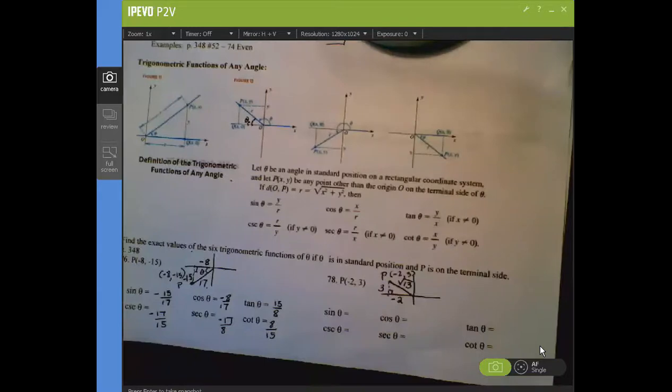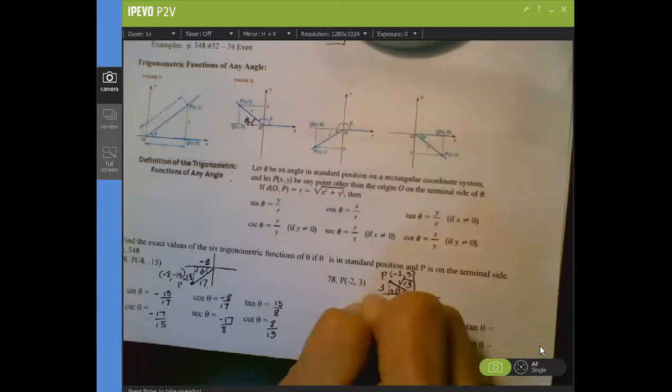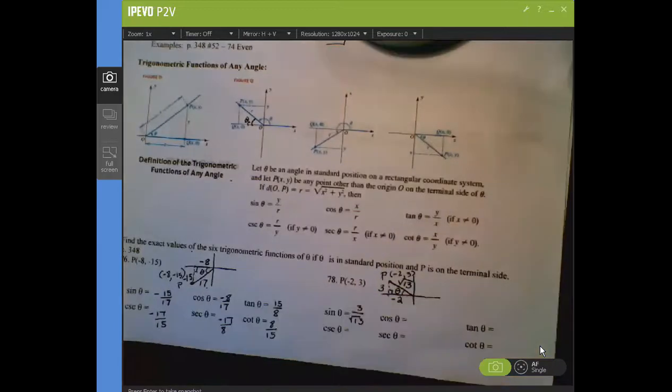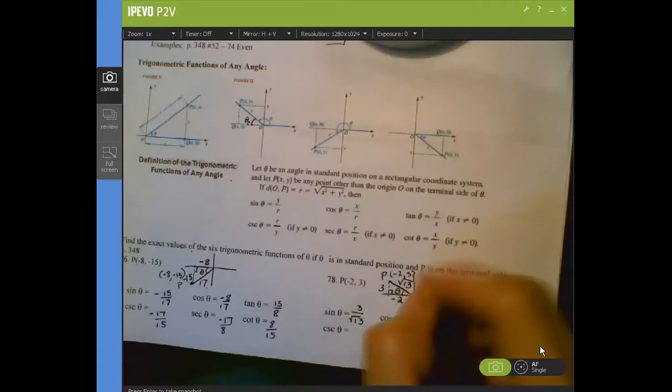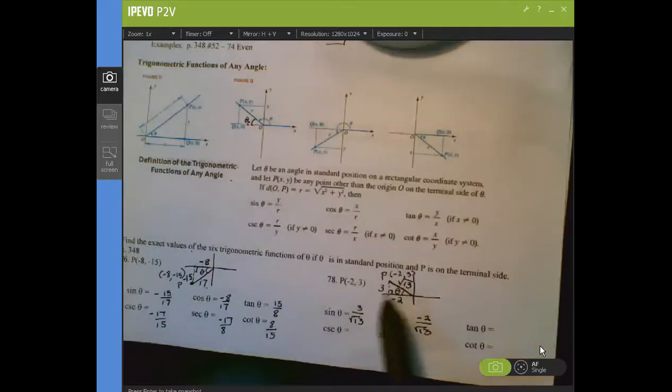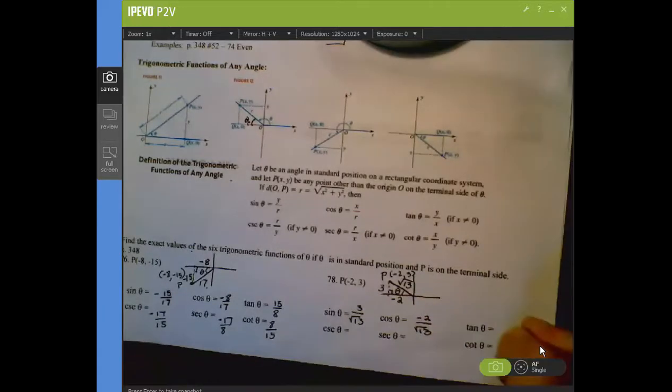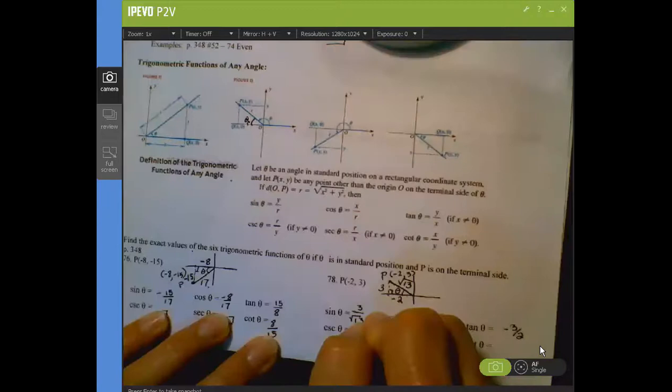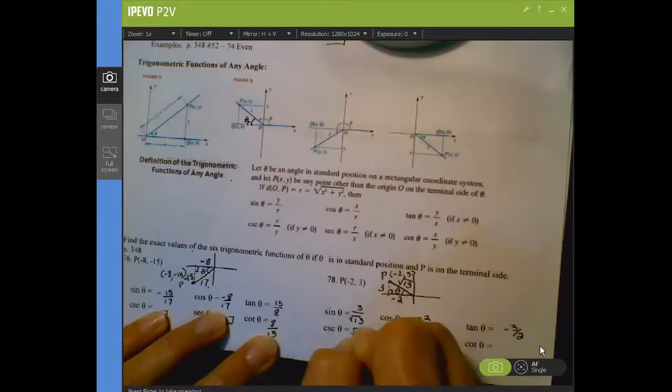Here's the angle theta that I've created. And sine of theta would be opposite over hypotenuse. Cosine of theta would be adjacent over hypotenuse. And tangent would be opposite over adjacent. And then you would have the three reciprocal functions.